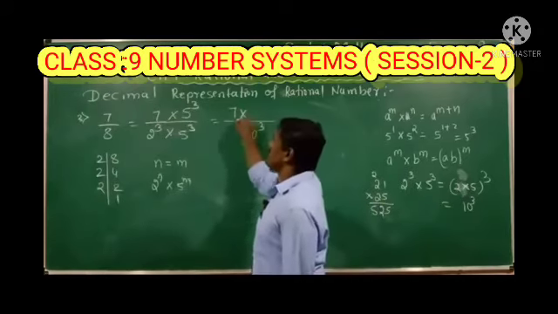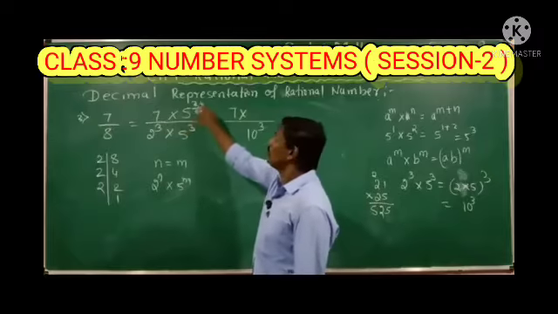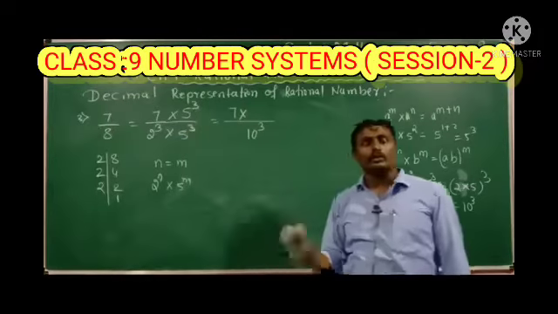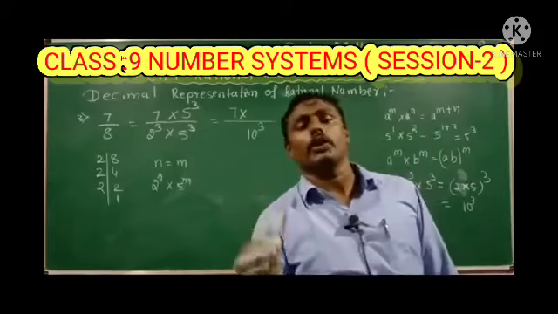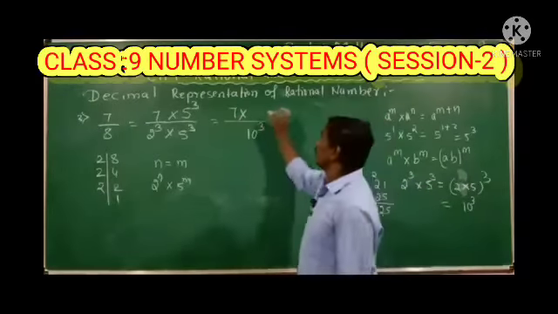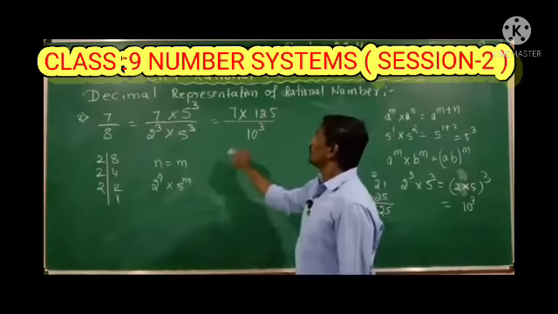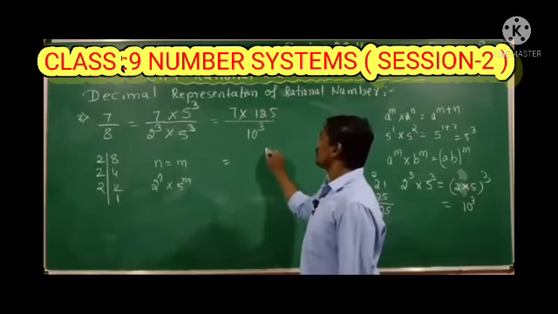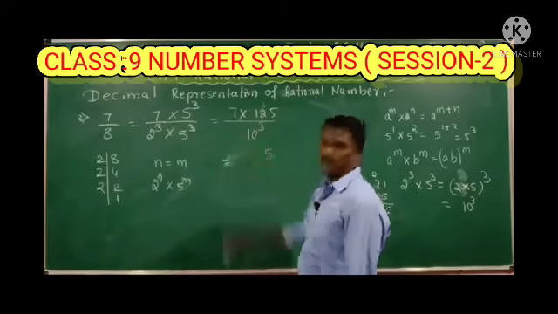7 write as it is. 5 cube means you need to multiply the 5 three times. 5 5s are 25, 25 5s are 125. Now multiply these two, what will you get? 7 5s are 35, carry 3, right?